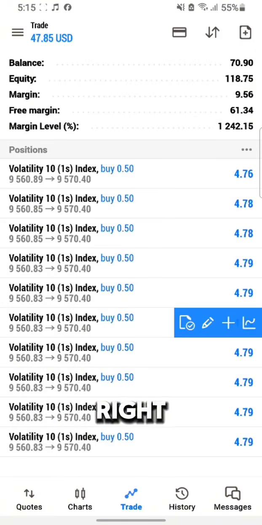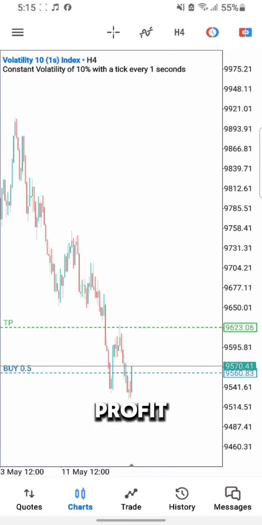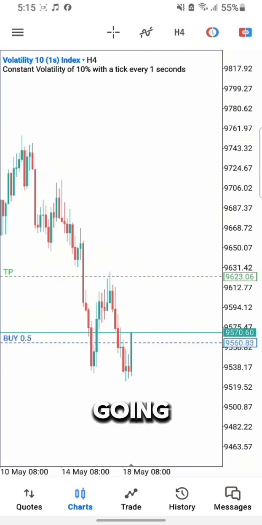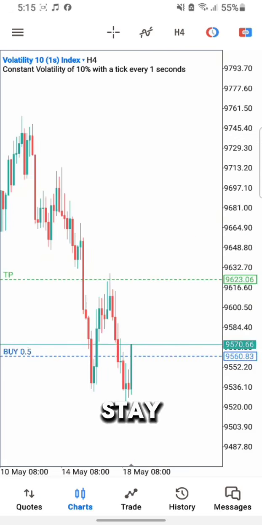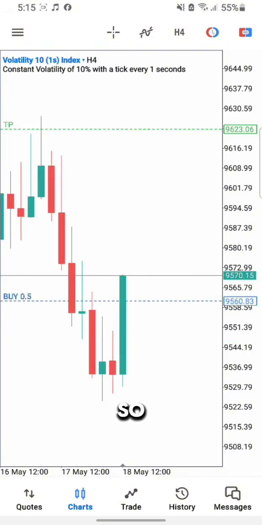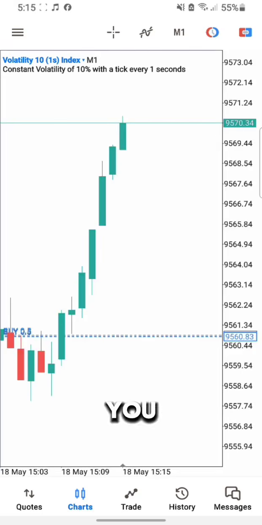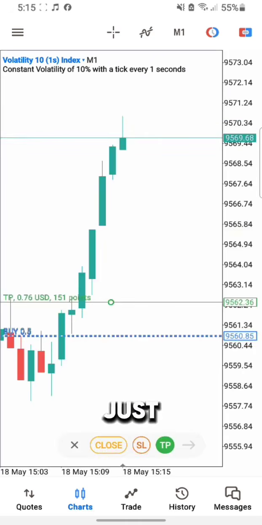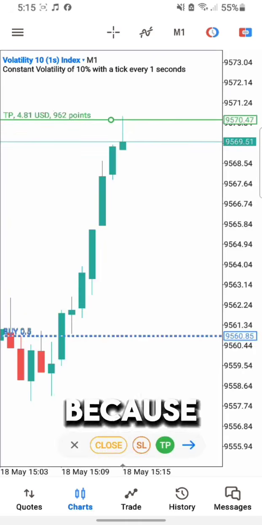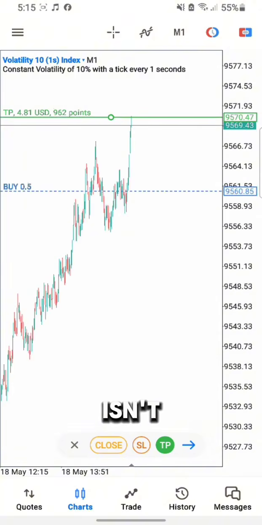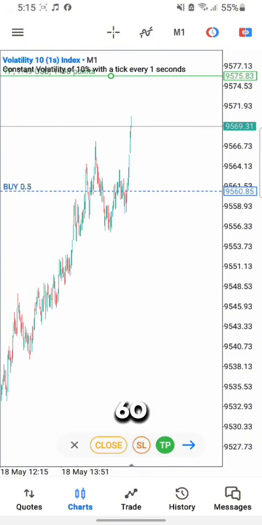So right now we're in $45 profit. In this video I'm just going to scalp. I'm not going to stay long in the market. I'm just going to scalp the little that I get. Right now our account is at 120 something, which is a lot. We can just close that and take the profit, because 120 to 130 isn't that bad from a $160 account.